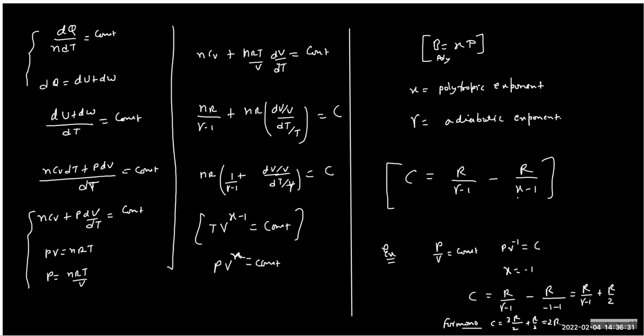Sir, I want to see the last page. Okay. So that was R upon gamma minus 1 minus R upon x minus 1. Yes.